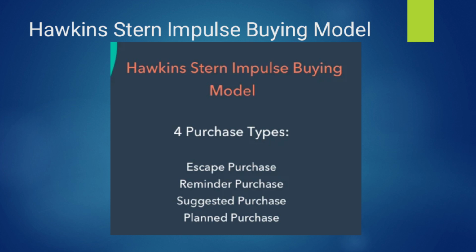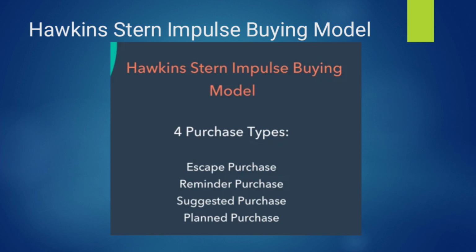Then suggested purchase. Suggested impulse purchases occur when a consumer is made aware of a product after a recommendation or suggestion from an in-store salesperson or online market. For example, seeing an ad that says other people who bought this shoe you are about to buy also purchased these socks. The consumer didn't know the socks existed, didn't plan to buy them, but now the suggestion has told them that they need them. So suggested purchase.